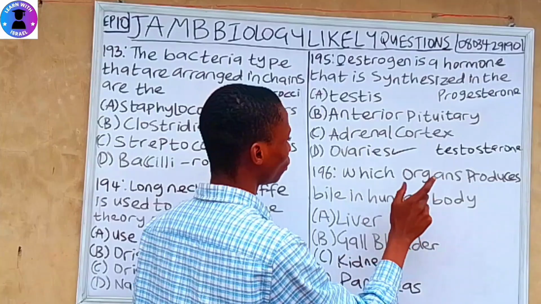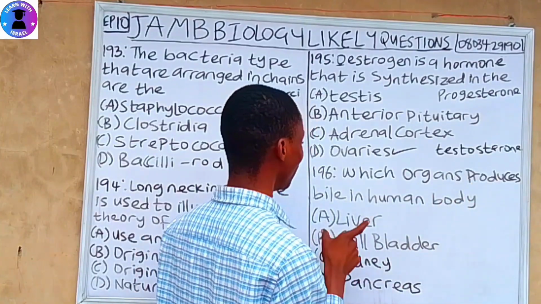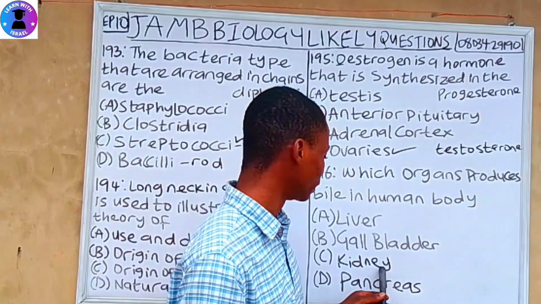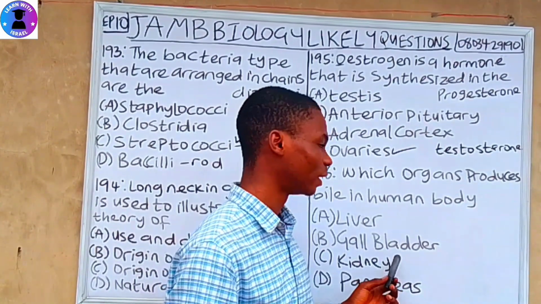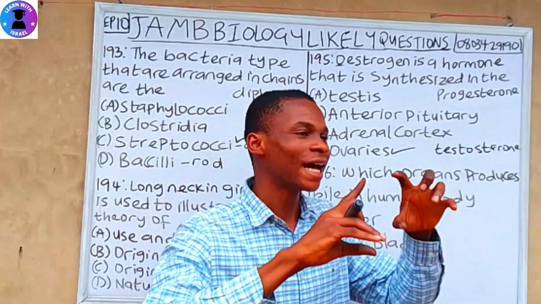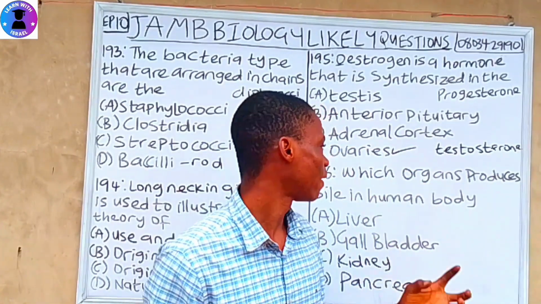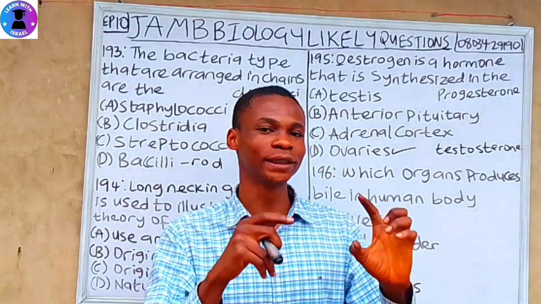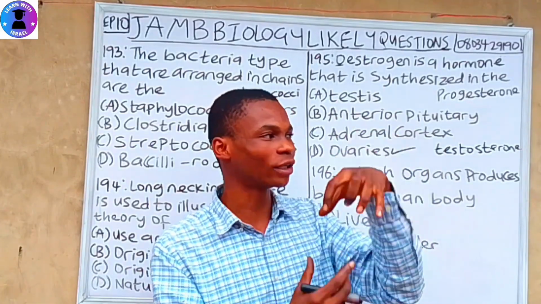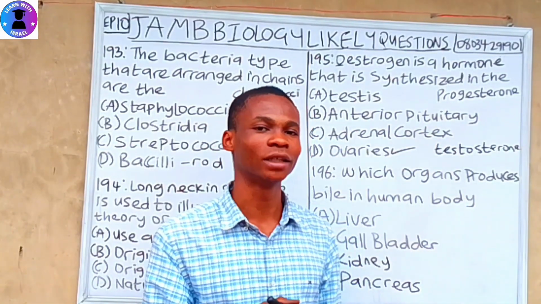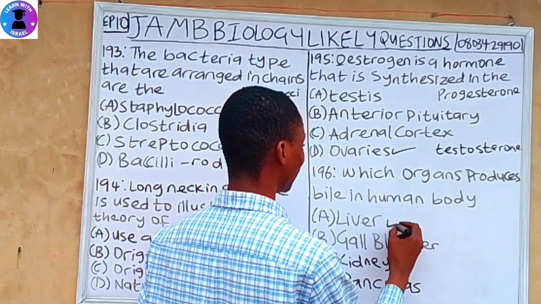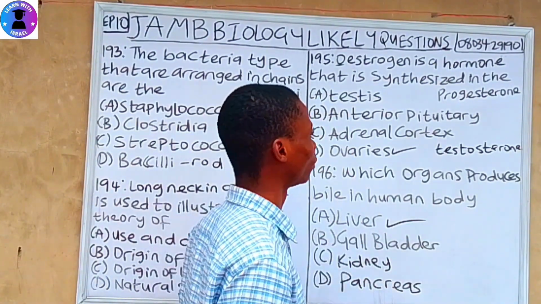Question 196. Which organ produces bile in the human body? A. Liver, B. gallbladder, C. kidney, D. pancreas. So kidney regulates water in the body. And gallbladder, liver, and bile have something in common. And what do they have in common? Liver produces bile, and bile is stored in the gallbladder. So gallbladder stores the bile, and liver produces the bile. I hope you get that now. So which organ produces bile in the human body? The answer is liver. Liver is the correct answer.